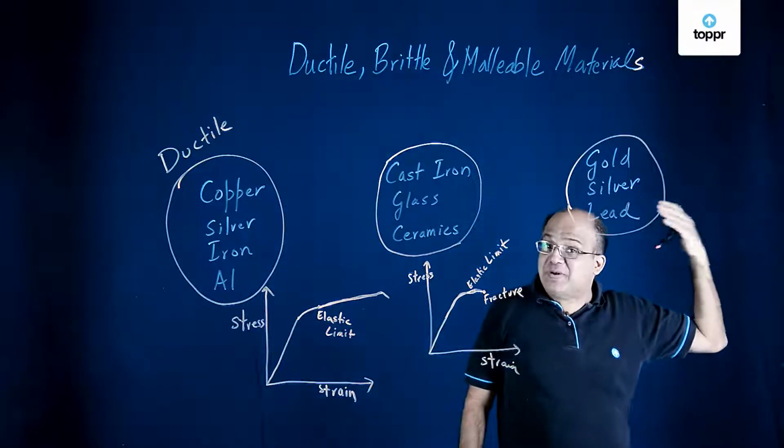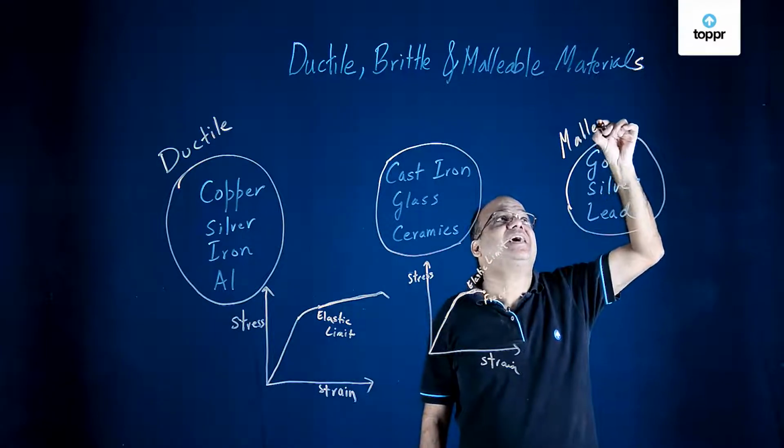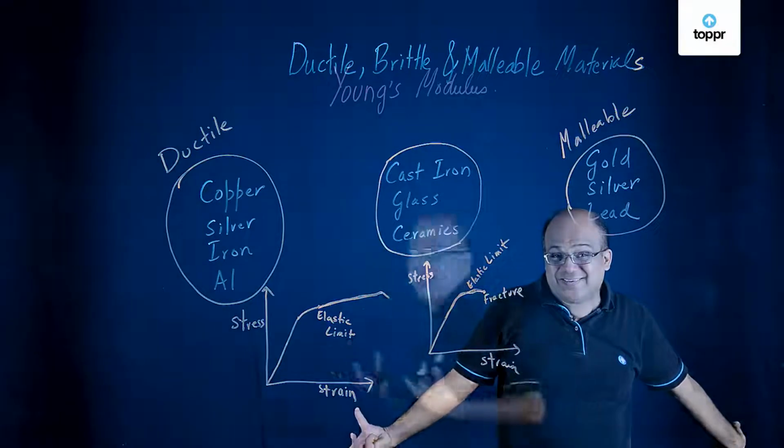Some materials can be beaten down into thin sheets. Those are known as malleable materials. Examples are gold, silver, lead, etc.